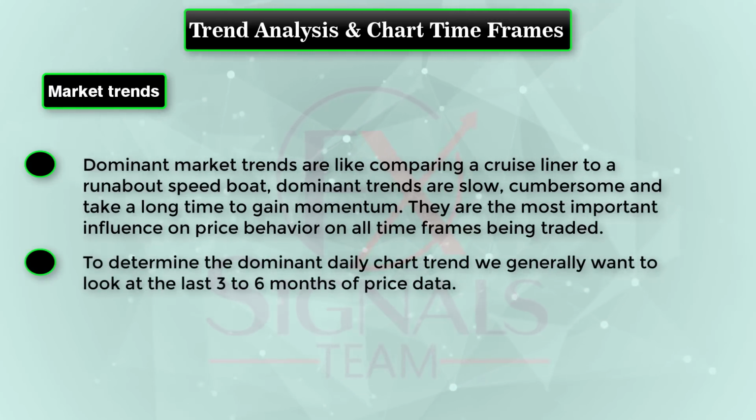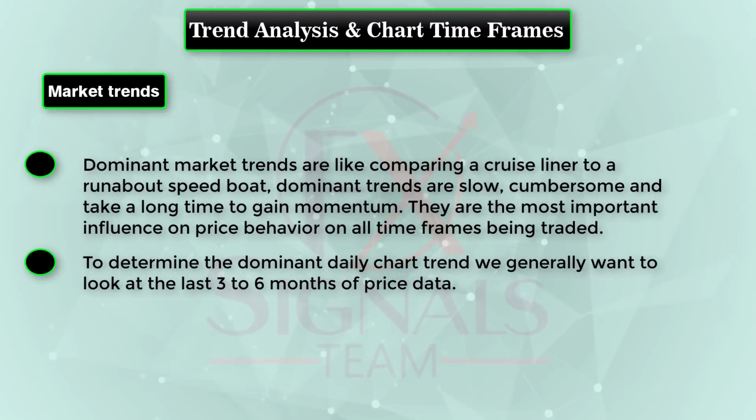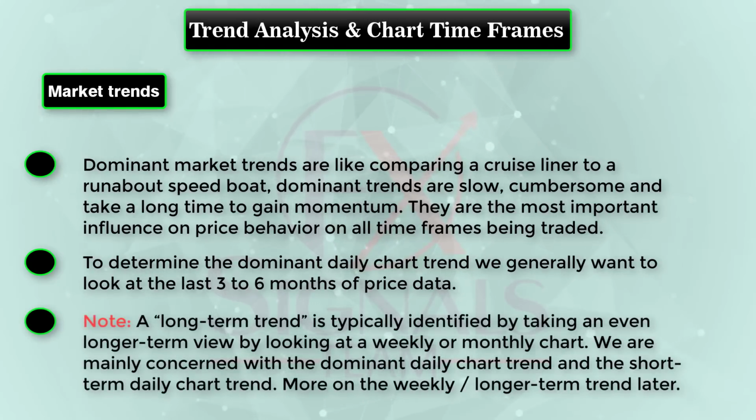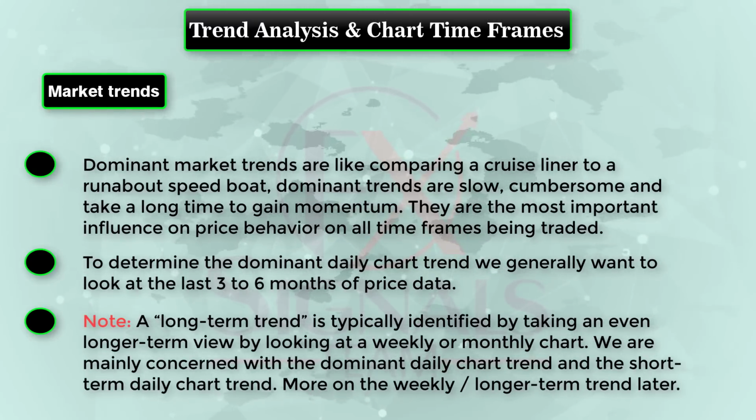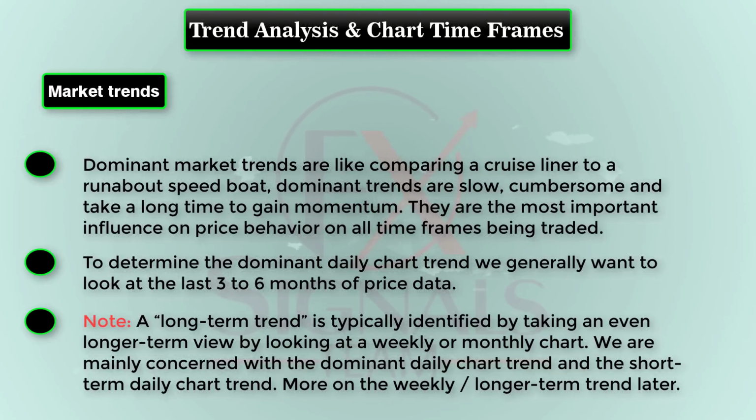To determine the dominant daily chart trend, we generally want to look at the last 3 to 6 months of price data. Note: a long-term trend is typically identified by taking an even longer-term view by looking at a weekly or monthly chart. We are mainly concerned with the dominant daily chart trend and the short-term daily chart trend. More on the weekly or longer-term trend later.